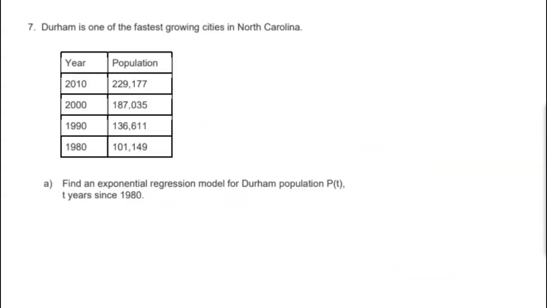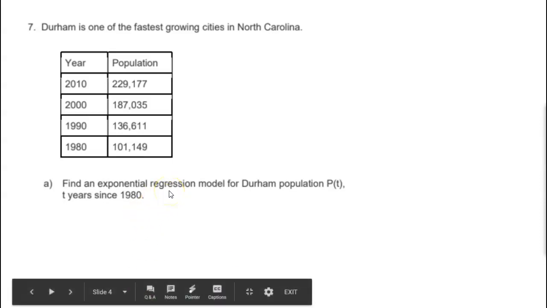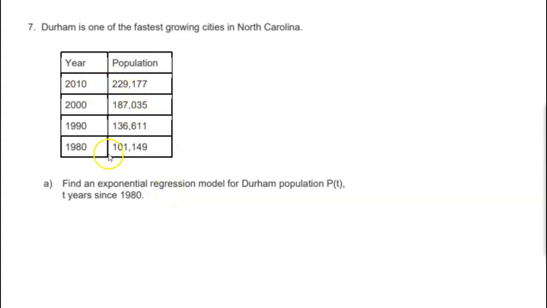We're going to start with number 7. Durham is one of the fastest growing cities in North Carolina. Find an exponential regression model for Durham population, P of T, T years since 1980. When it says an exponential regression, that means that we're using technology to help us write an equation that best fits a set of data.